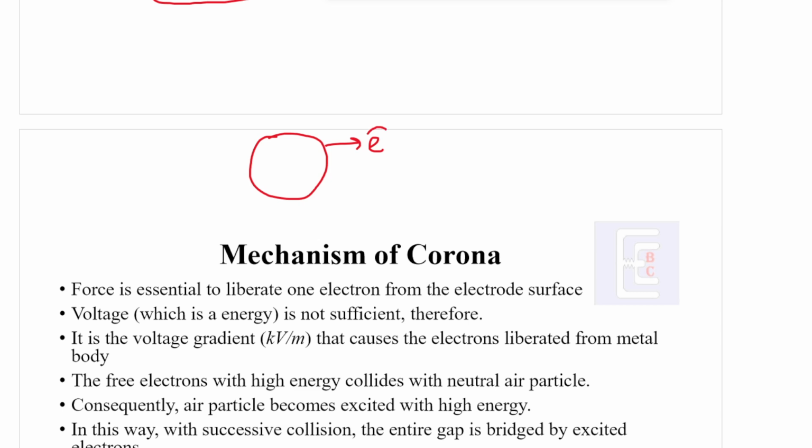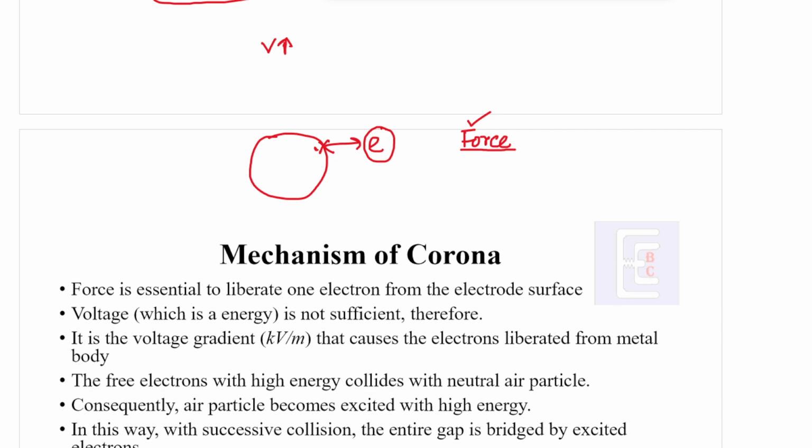Now, this electron is liberated from this electrode surface. Say from this point, this electron will be needed. You have to apply force to liberate one electron from the electrode surface. However, I told you that if the potential difference between the two places is kept on increasing, then the corona formation will be seen.